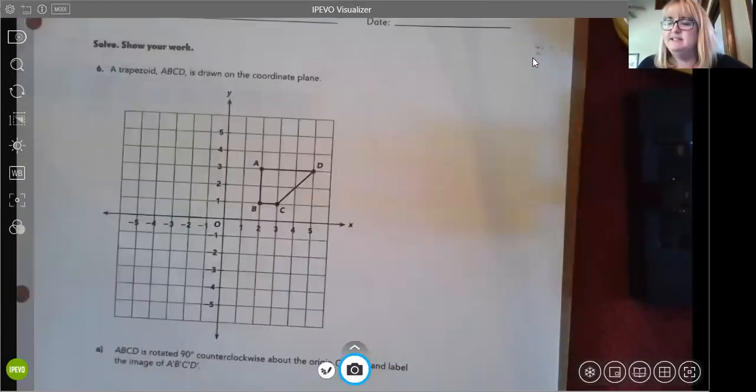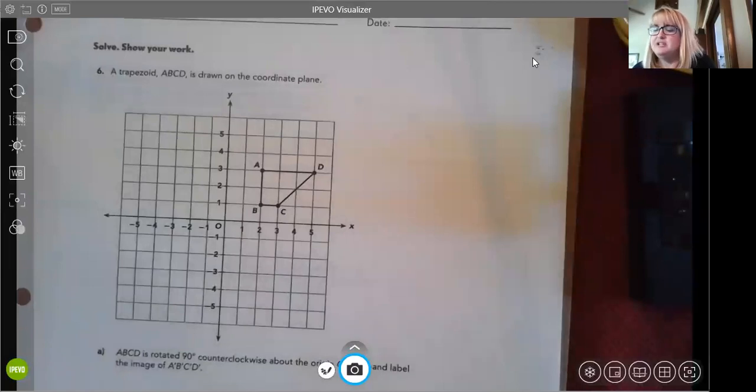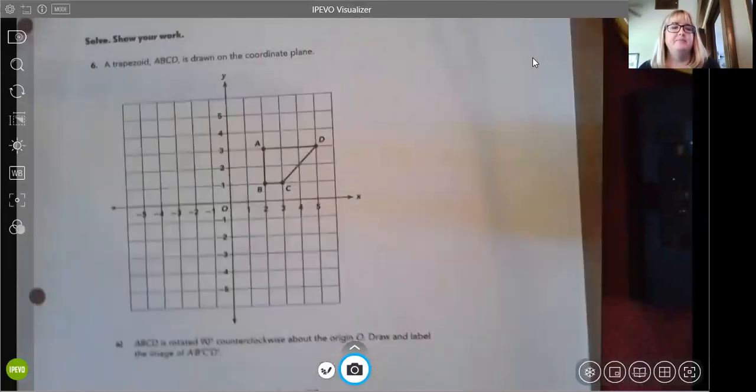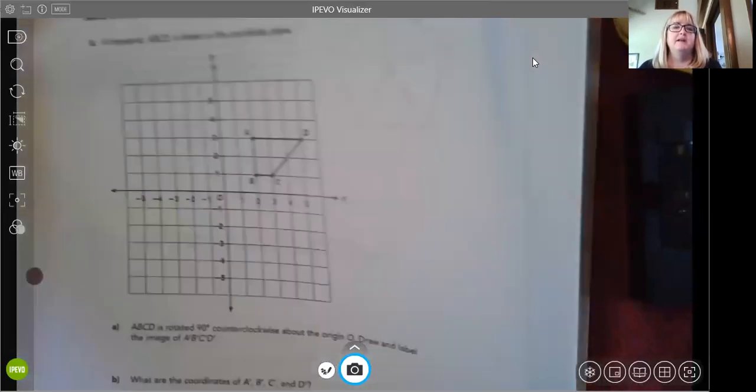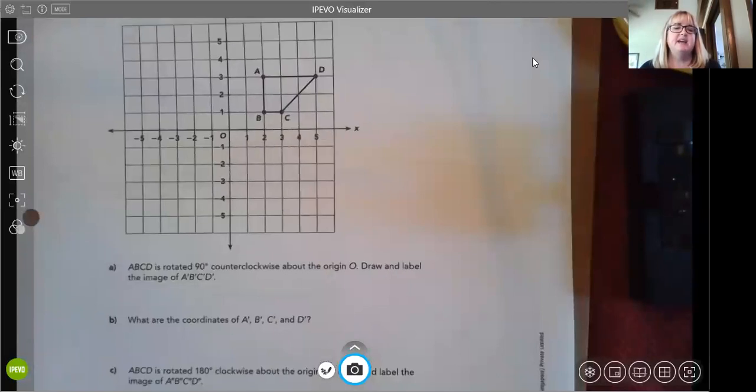All right, 6. I think we're doing that together. Yes, we're going to do this one together. A trapezoid, ABCD, is drawn on the coordinate plane. And there it is. ABCD is rotated 90 degrees counterclockwise about the origin O. Draw and label the image A prime, B prime, C prime, D prime.